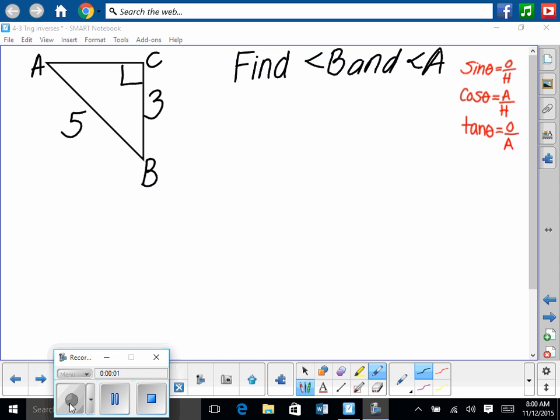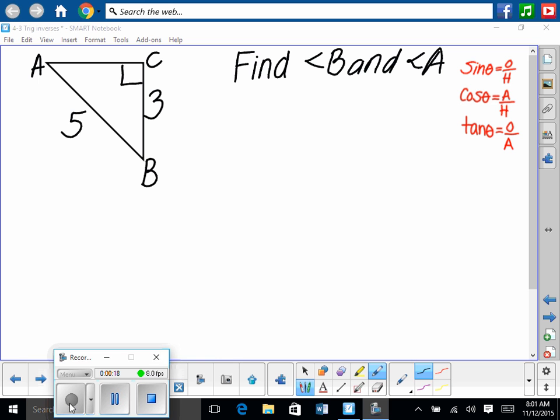Like this. Find angle A and B. A lot of you didn't know how to do this yesterday, but we actually did learn this yesterday. So we're asked it differently than how I asked it yesterday, but it is the same thing. So find angle A and B.